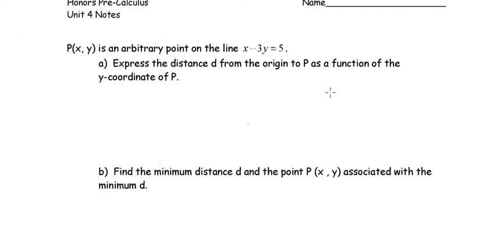All right, here we go. It says P of x, y is an arbitrary point on the line x minus 3y equals 5. And then we're asked to express the distance d from the origin to P as a function of the y coordinate of P. And so essentially what we got is just some point off somewhere, who knows where it's at.